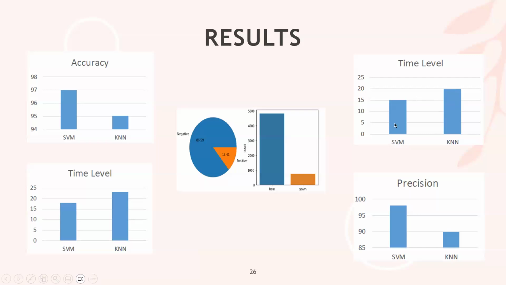SVM creates a decision boundary during training, allowing predictions to be made efficiently. In contrast, KNN performs distance calculations between the test point and all training points during prediction, making it more time consuming, especially for large data sets.